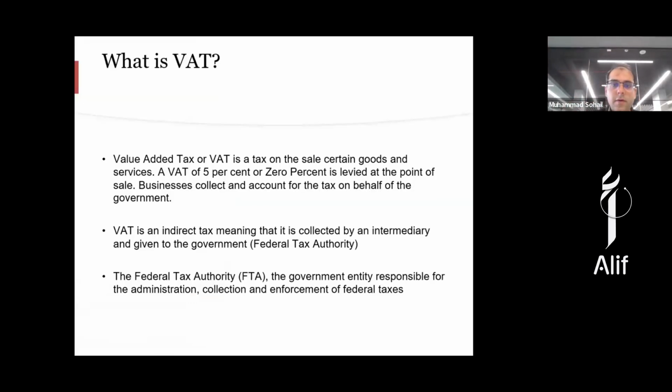Okay, so let's begin right at the start. What is value-added tax? Value-added tax is a 5% or 0% tax levied on the sale of certain goods at the point of sale. And this is an indirect tax in that the middleman or the seller charges VAT to the buyer, and then the seller collects this VAT and remits it to the FTA. So because of the middleman, because of the intermediary, it's called an indirect tax.